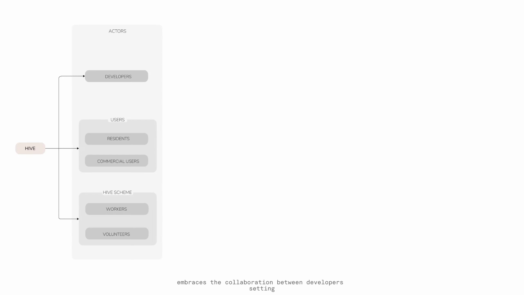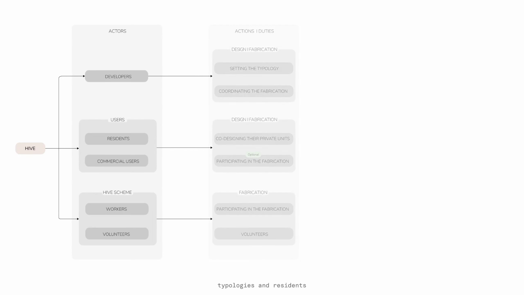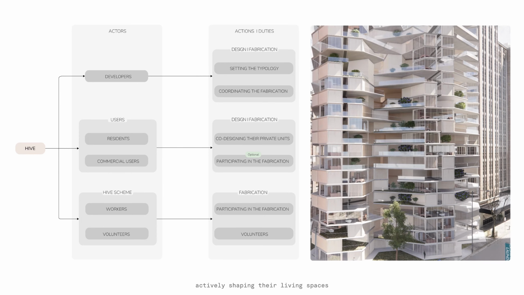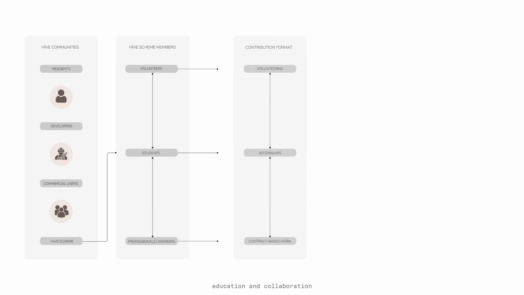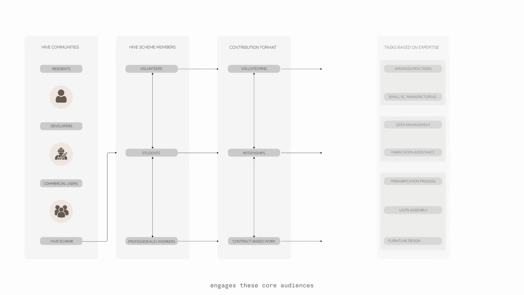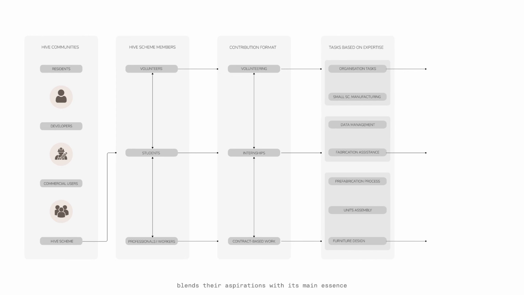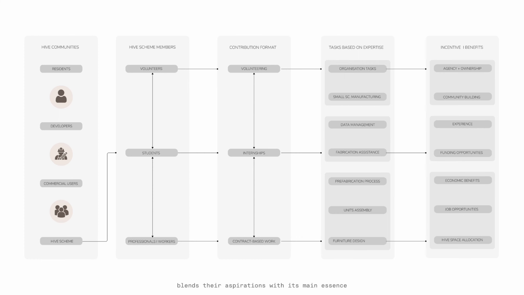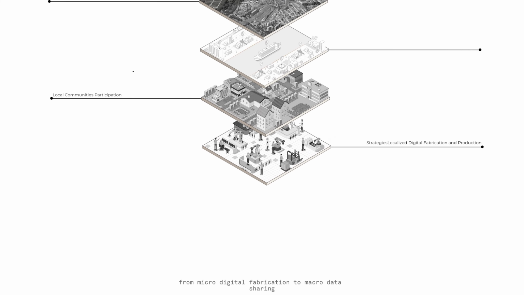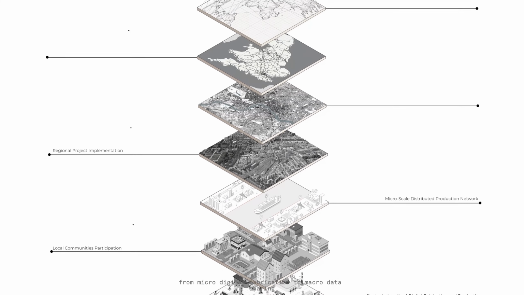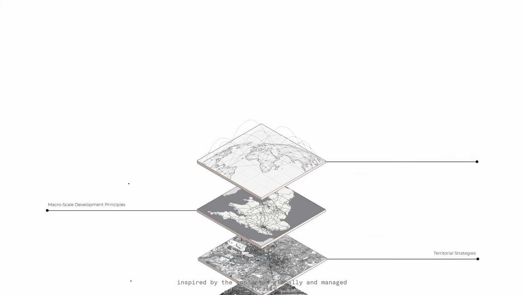HIVE embraces the collaboration between developers setting typologies and residents actively shaping their living spaces, resulting in a symbiotic paradigm with a sense of shared ownership. The HIVE scheme, at the convergence of innovation, education, and collaboration, engages these core audiences, providing them with a tailored pathway that blends their aspirations with its main essence. It embraces interventions at various scales, from micro-digital fabrication to macro data sharing, inspired by the connected globally and managed locally ethos of the Fab Lab model.